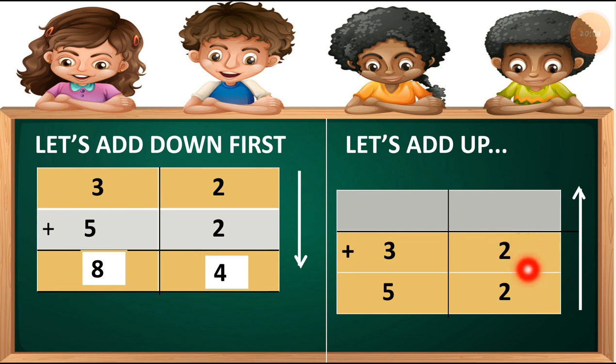2 plus 2. So students, 2 plus 2 is equal to 4. So here is our answer, 4 at the ones column. Now let's move to the tens column, which is 5 plus 3. We take 5 first because we are adding up. So 5 plus 3 is equal to 8. So you can check at both sides, downside and upside, the answer 84 is the same. So our addition is right, and I hope you understood this concept and there is no doubt regarding this.